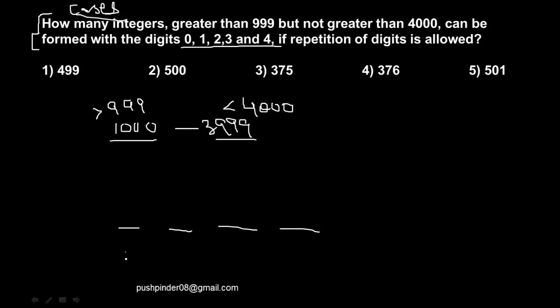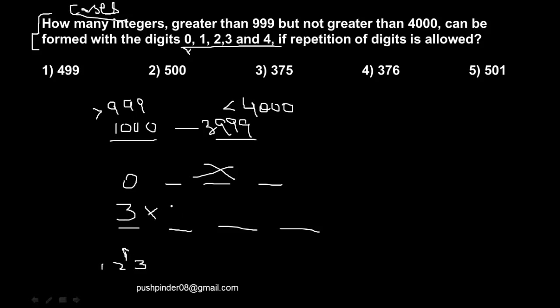Now let's start with this slot here. In how many ways can you put numbers here? 0 can't come here, because if 0 comes here, then this will become a 3-digit number, which we do not want. Either 1 can come, either 2 can come, either 3 can come. Can 4 come? No, 4 can't come, because we're forming numbers from 1000 to 3999. So only 1, 2 and 3 come here. So there are 3 ways to fill this slot, right? So I hope everyone is understanding.